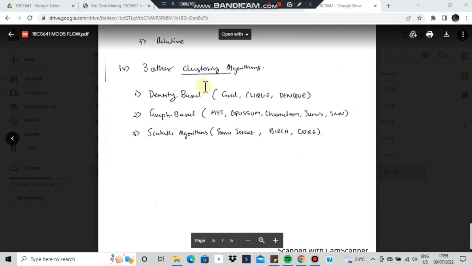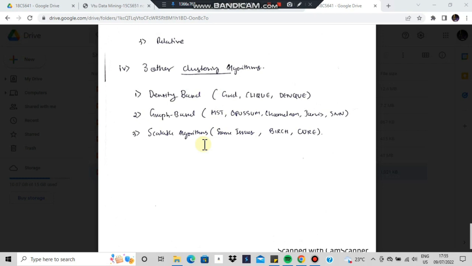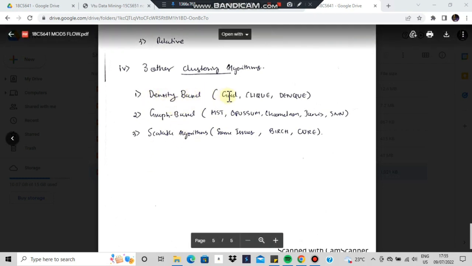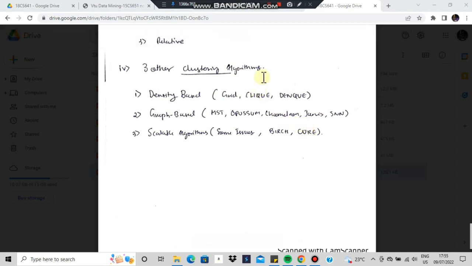Okay, in the last chapter we have the other clustering algorithm. These are the new algorithms which have been added in the syllabus. In the previous schemes it was not there. So what we need to know from each of these, that I will be discussing. These are the subtopics which you need to know. Okay, so let's get started with the module.